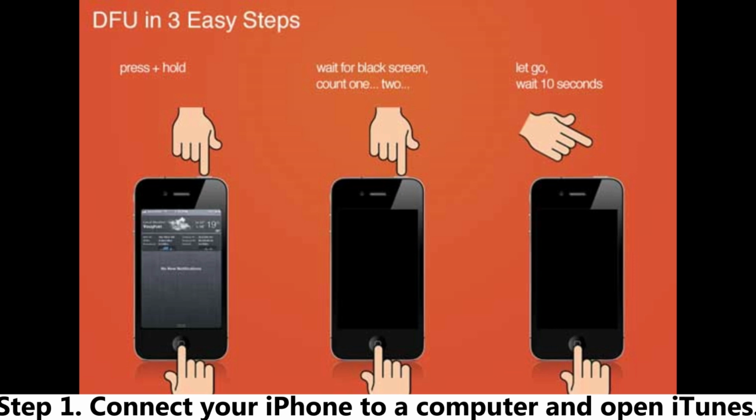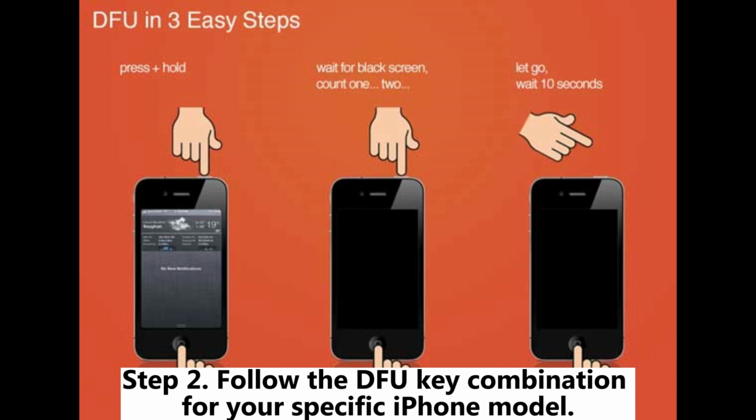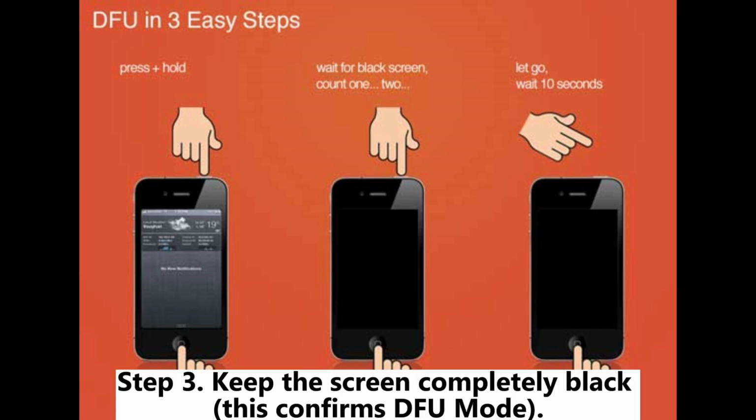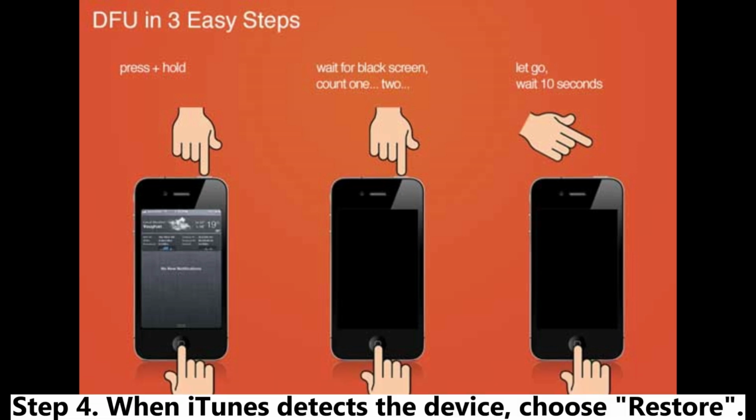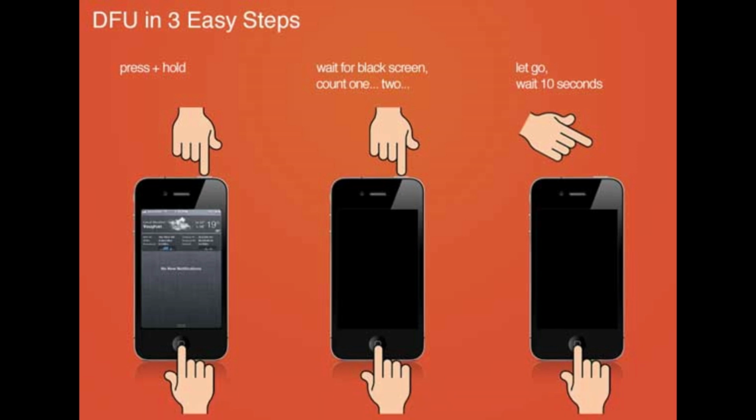Step 1. Connect your iPhone to a computer and open iTunes. Step 2. Follow the DFU key combination for your specific iPhone model. Step 3. Keep the screen completely black. This confirms DFU mode. Step 4. When iTunes detects the device, choose Restore. Step 5. Wait for the firmware installation to complete.